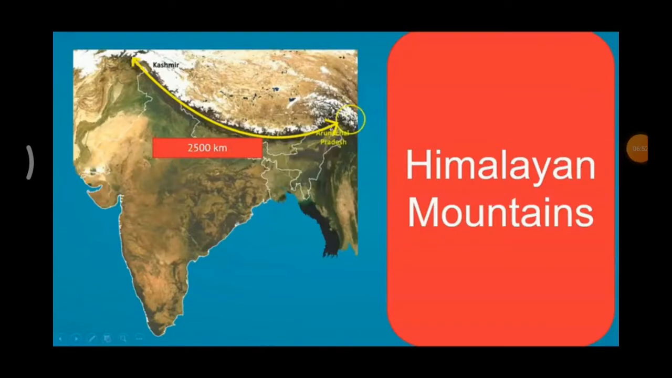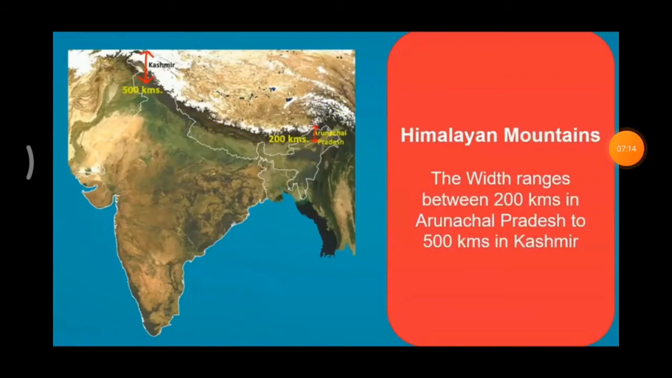The Northern Mountains, that is the Himalayan Mountains. The Northern Mountains consist of the youngest and the loftiest mountain chains in the world. The Himalayas are considered the very youngest mountains in the world. They were formed only a few million years ago. The width of the northern mountains varies from 500 km in Kashmir to 200 km in Arunachal Pradesh.